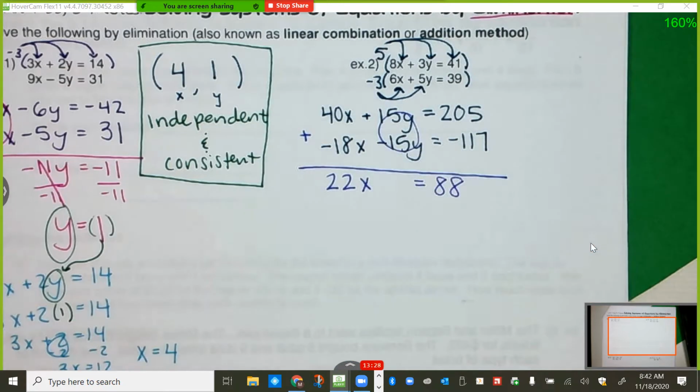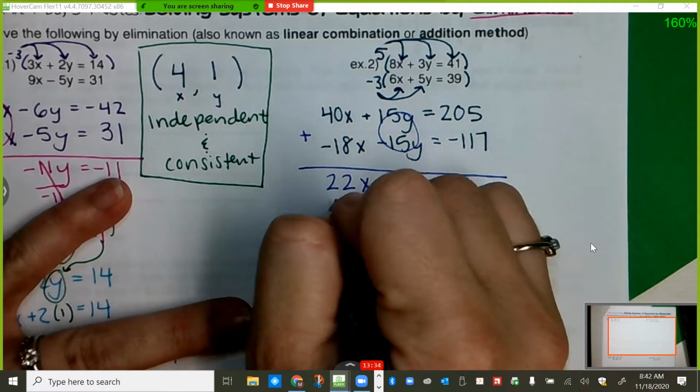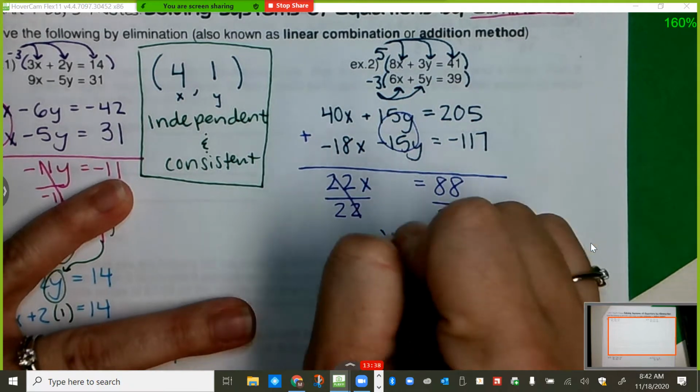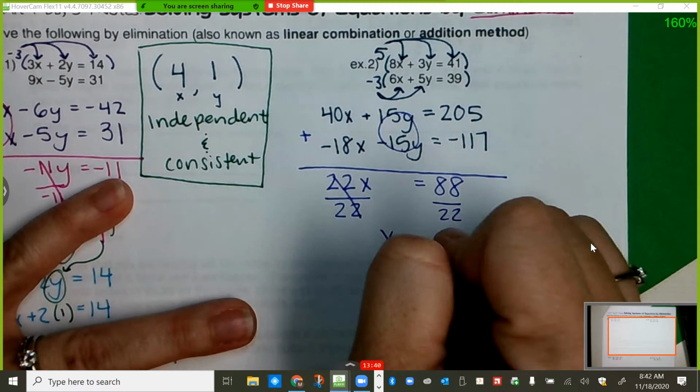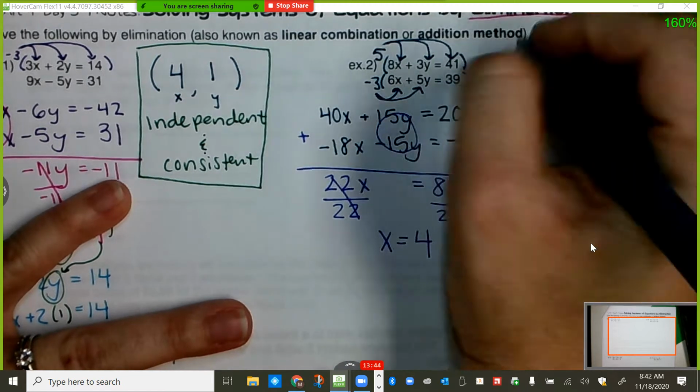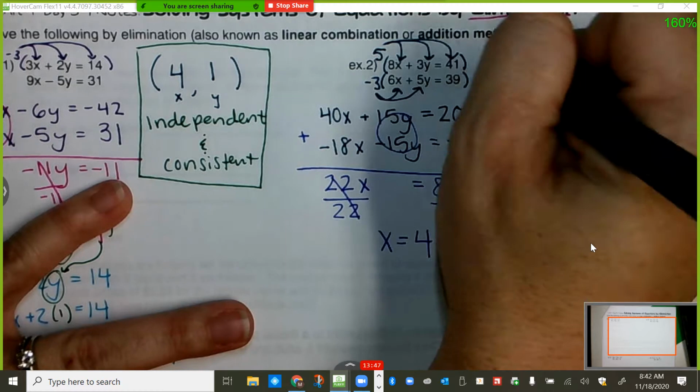Now that we have one variable, what's our next step? To solve, to divide. Okay, so I'm going to divide both sides by 22. And I get x equals what? 4. So half of my solution, it's the x side, so x is 4.